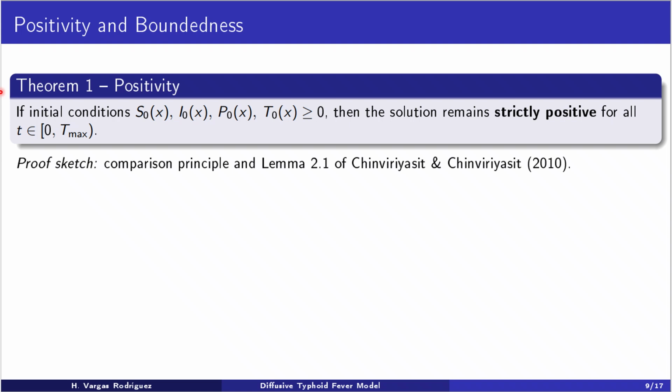Before analyzing stability or designing a numerical scheme, we must ensure that the continuous model is well posed in a biological sense. Theorem 1 establishes positivity. If all initial conditions are non-negative, then the solution remains strictly positive for all times. The proof uses a comparison principle from Chirivella-Cid and Chirivella-Cid of 2010. And this guarantees that we will never have negative populations, a basic requirement in a biological sense.